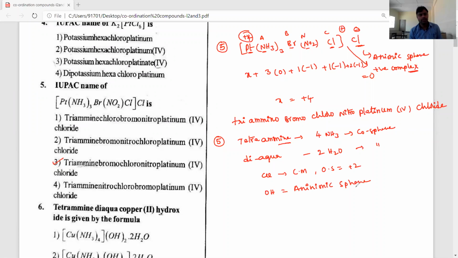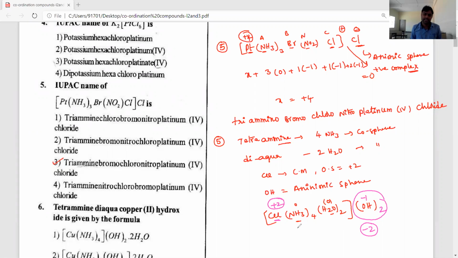Now, copper is the central metal ion, bonded with tetra, 4 ammonia ligands, and diaqua, 2 water molecules. How many hydroxide ions are present? The ammonia oxidation number is 0, so the water oxidation number is also 0. But the central metal atom oxidation number is +2. To balance the +2, 2 hydroxide ions are present, because each has oxidation number -1, so the total is -2.